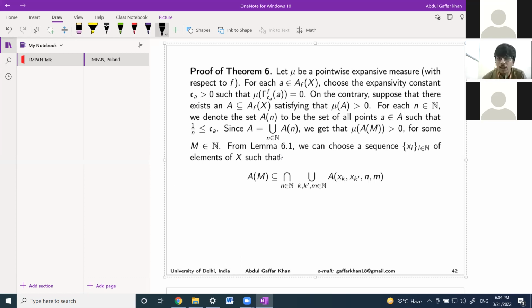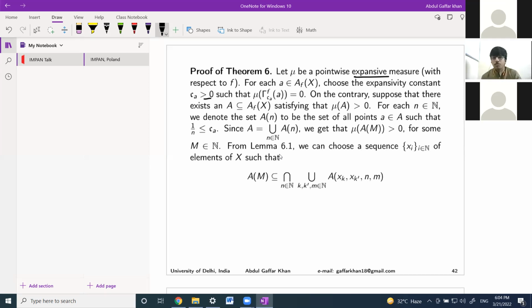Suppose that mu is a pointwise expansive measure. So for each a in AFX, we choose the expansivity constant CA, so that the measure of gamma FCA is 0. So we are assuming that mu is a pointwise expansive measure. So for every point, we can have an expansive constant CA, with CA greater than or equal to 1.